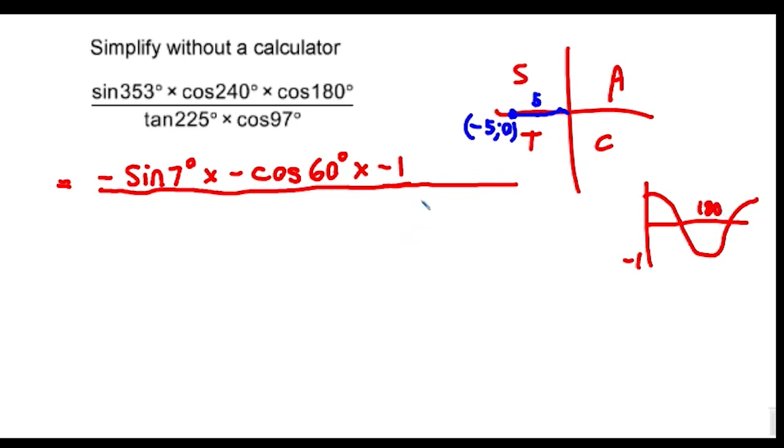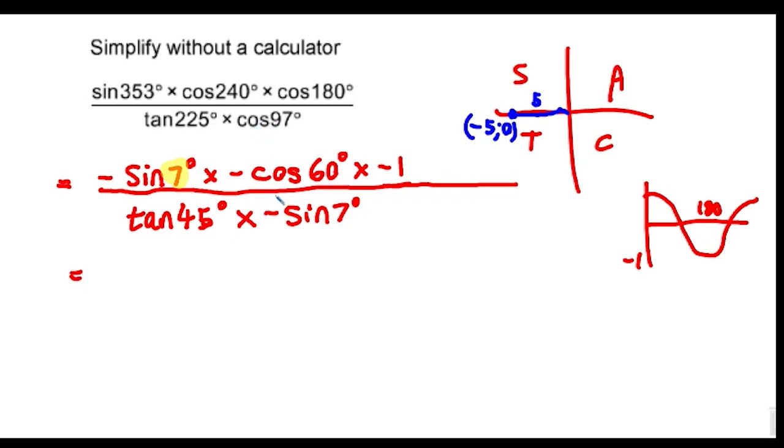Tan 225, we're in quadrant 3 by 45 degrees, tan 45 degrees. Tan is positive in quadrant 3. Cos 97, now this is a bit strange because we don't know what cos of 97 is, but we do know that it's actually 7 degrees, and we've already got a 7. It's 7 degrees away from the horizontal axis. Sorry, from the vertical axis. Now remember that if I come off the vertical axis, I need to change to my co-ratio. Now the co-ratio of cos is sine. So this is going to be sin of 7 degrees, but just be careful because it's actually going to be negative sin of 7 degrees because cos is negative in quadrant 2.